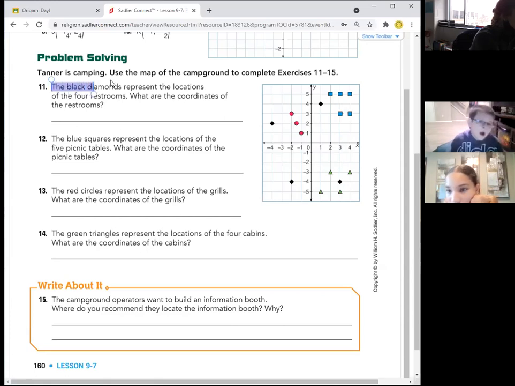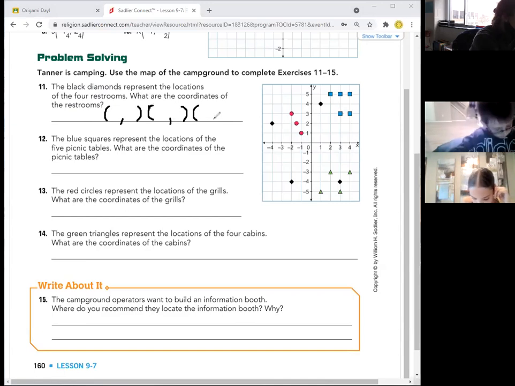So notice for number 11, the black diamonds represent the locations of the 4 restrooms on this property. What are the coordinates of the restrooms? Coordinates mean you have to give me 4 ordered pairs, right? With an X value and a Y value. There's 4 of them with an X value and a Y value. What am I putting around my coordinates? Parentheses, right? So I'm just getting them ready. I'm going to have 4 coordinates.